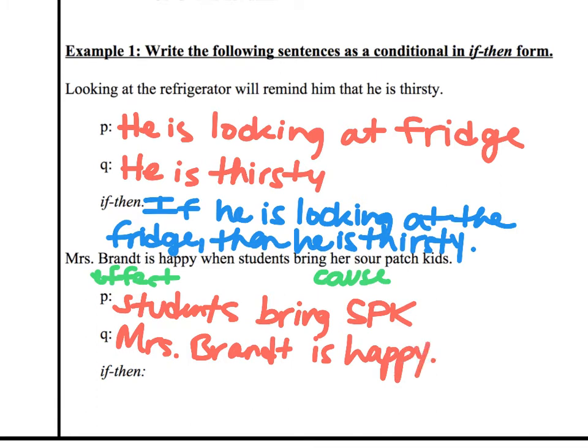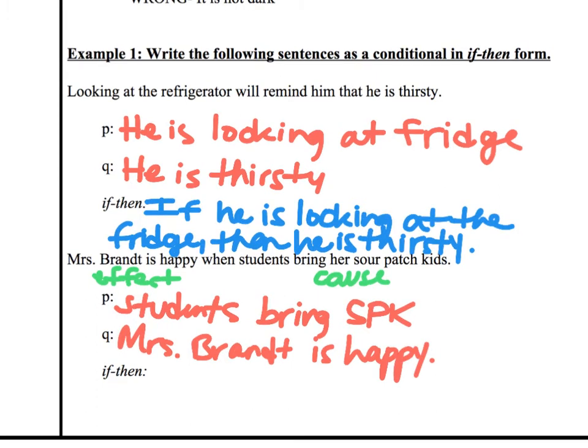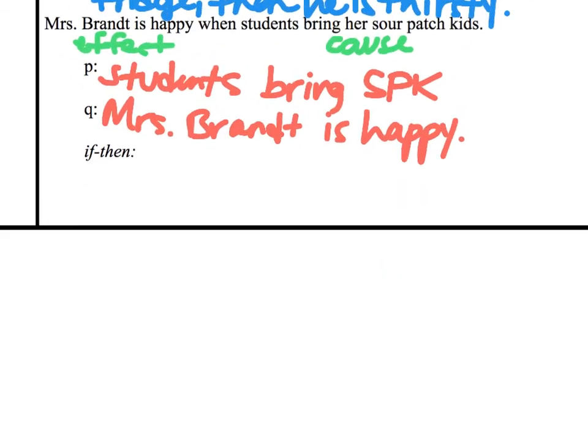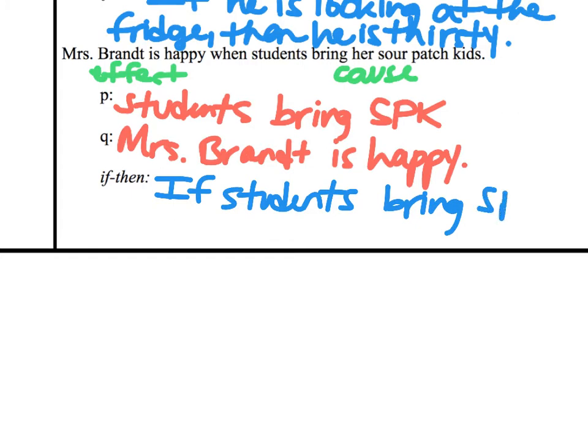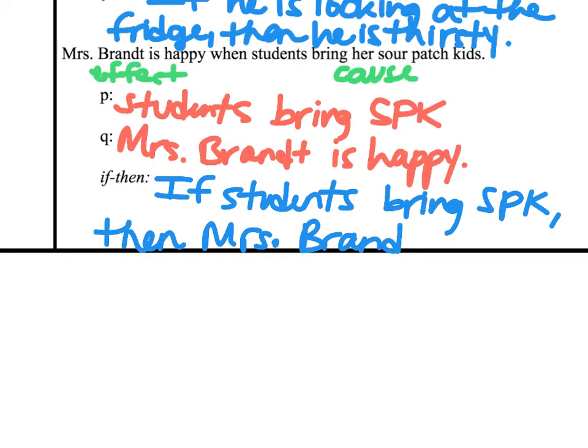Good. So our if-then statement. Sam, what's my if-then statement going to be? If students bring her Sour Patch Kids, then Miss Brandt will be happy. Great. I'm abbreviating Sour Patch Kids: if students bring Sour Patch Kids, then Miss Brandt will be happy. Or then Mrs. Brandt is happy. It doesn't matter if he says students or Miss Brandt's students. Just use students. It means the same thing.